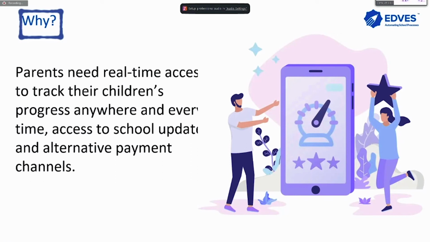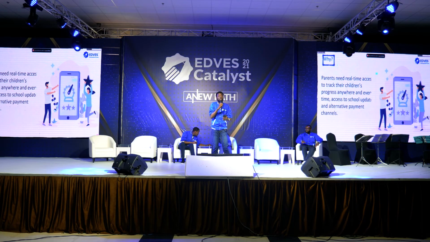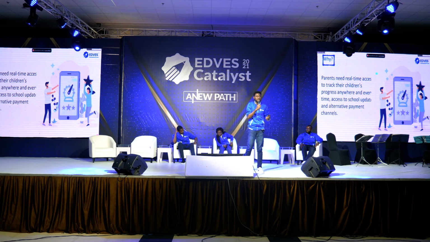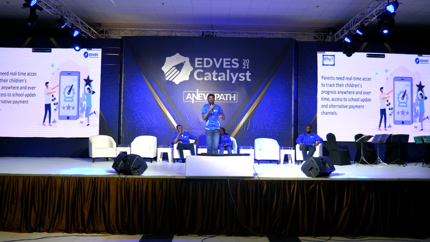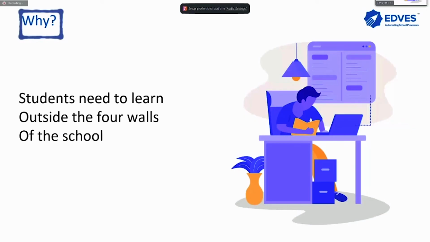So why Headverse for parents? Parents need to track what their kids are doing in school, and the kids' performance in terms of results. They want to see it anywhere they are. I remember when I was still in school, I would take my report sheet to my parents, and even when I was in university, I still had to tell my parents my results. But now parents can, with a click, check their kids' results. So that's why Headverse for parents.